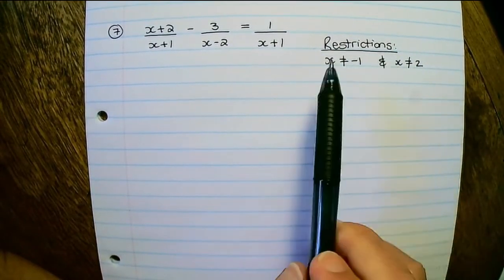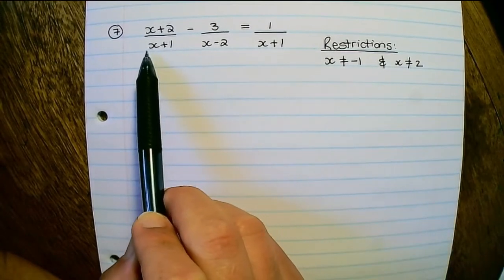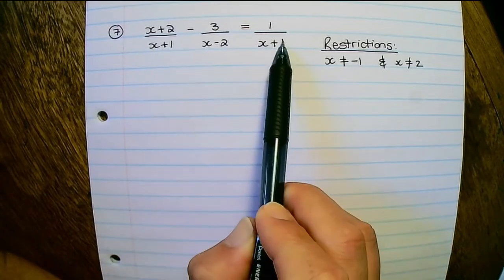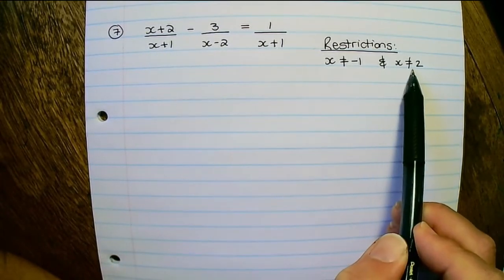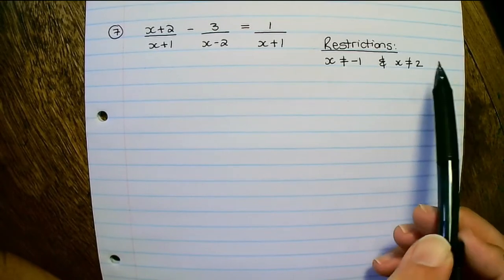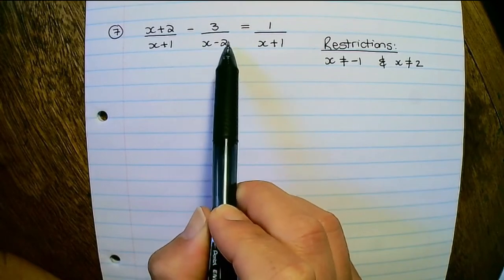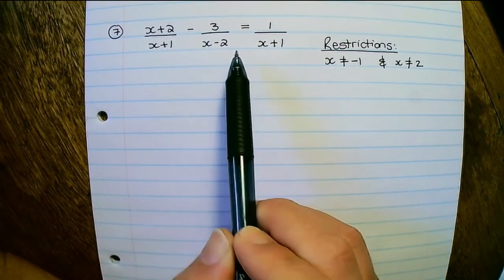So here we can see that x cannot be equal to -1, because if I replace x with -1, the first and third denominators would become 0, and x can also not be equal to 2, because if I place x equal to 2, the middle denominator would be equal to 0, and we are not allowed to divide by 0.